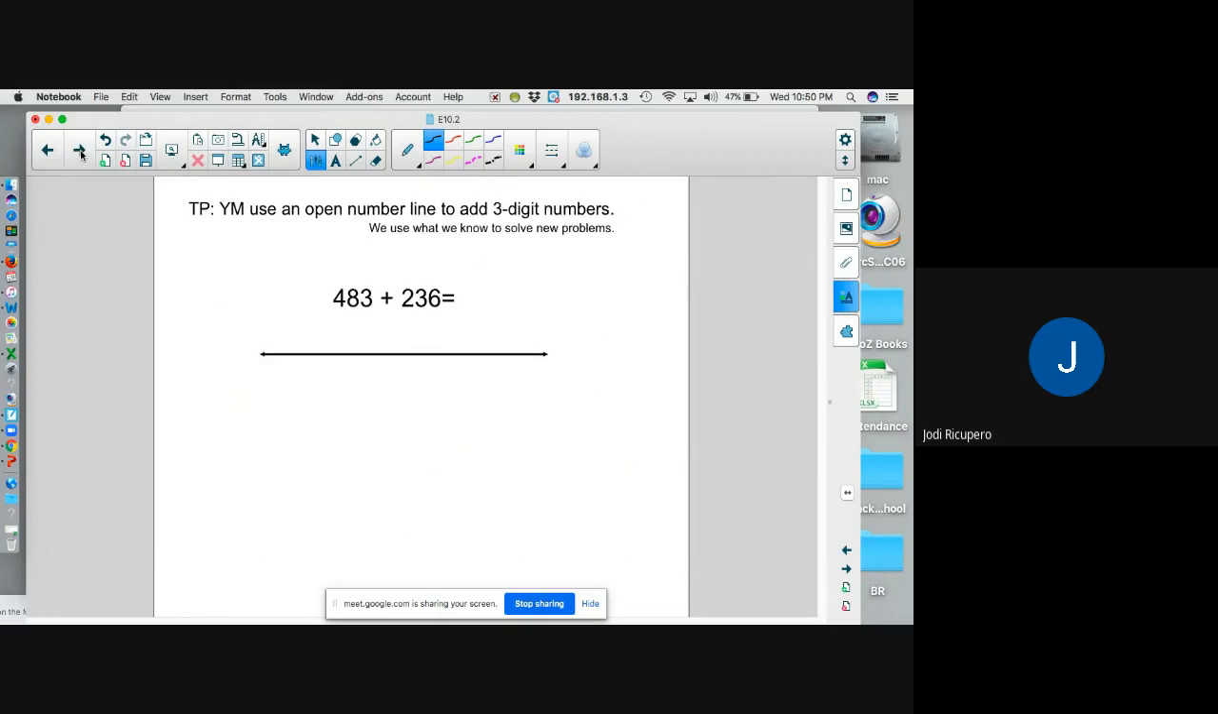Now you try to do 483 plus 236. Please put the computer on pause.